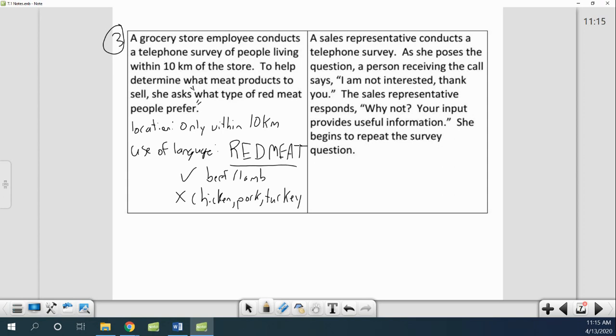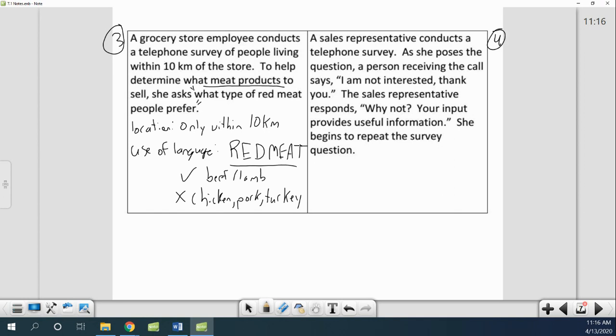So because they asked what type of red meat do they prefer, she's not actually determining what meat products people want. She's only determining what cuts of beef or lamb she should sell. So she's asked the wrong question with her use of language, so she's going to get the wrong answer. If you word something slightly off, suddenly you're not answering the question you set out to answer.